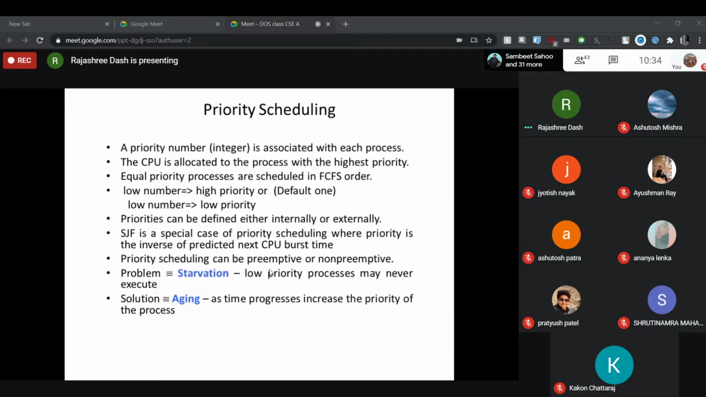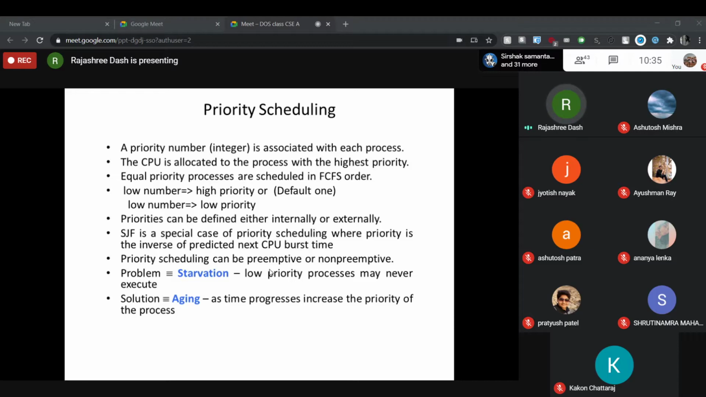scheduling, where priority is the inverse of the predicted next CPU burst time. Okay. So now again, priority scheduling can be preemptive or non-preemptive. In case of non-preemptive priority scheduling, simply if a process is allocated to the CPU, then it will keep it until it has terminated.